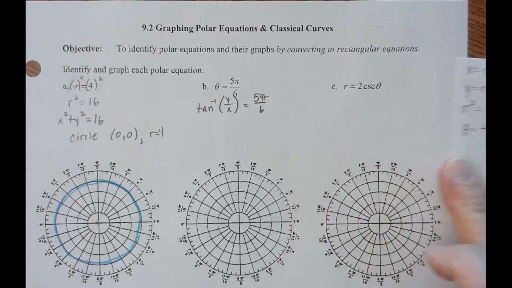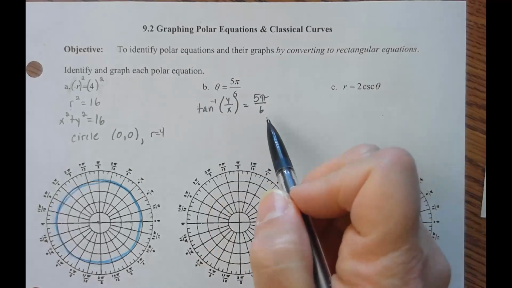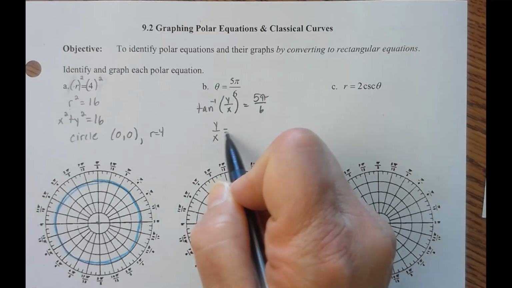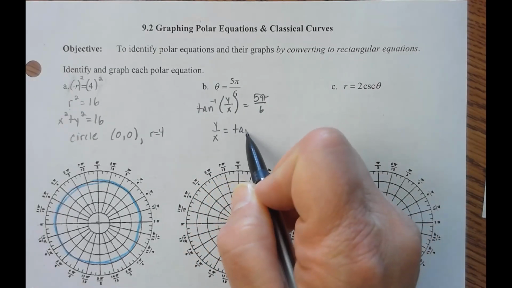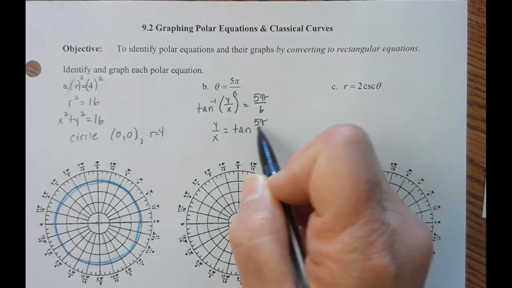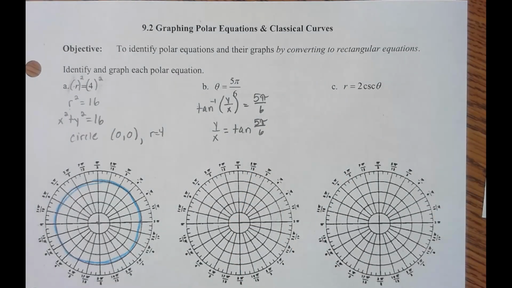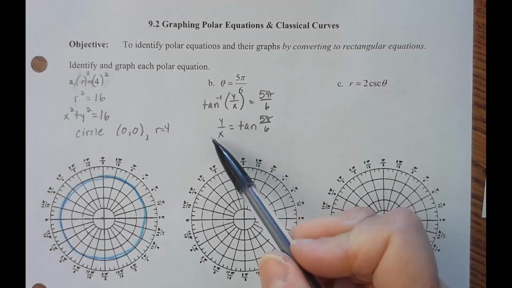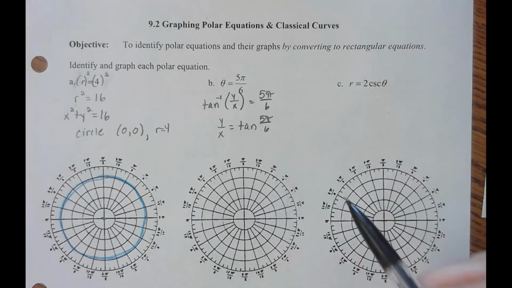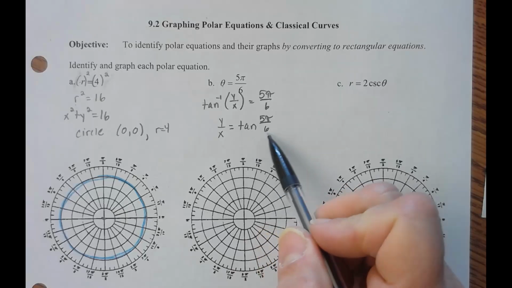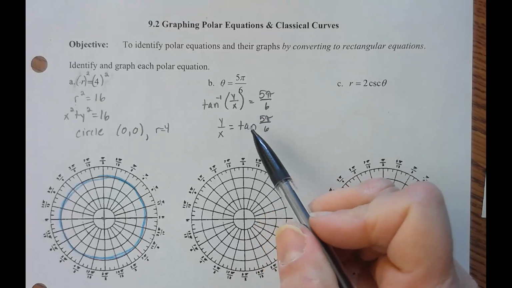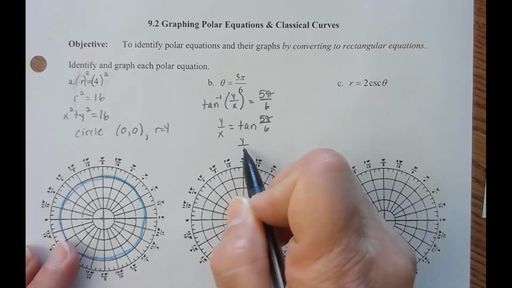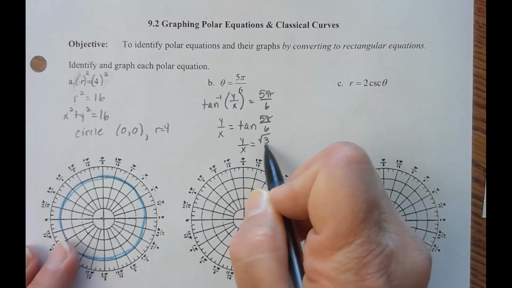then I can rewrite this using inverses as y over x is equal to the tangent of 5 pi over 6. Now I have an equation in terms of y and x. I'm going to keep going. The tangent of 5 pi over 6 is root 3 over 3. So y over x equals root 3 over 3.